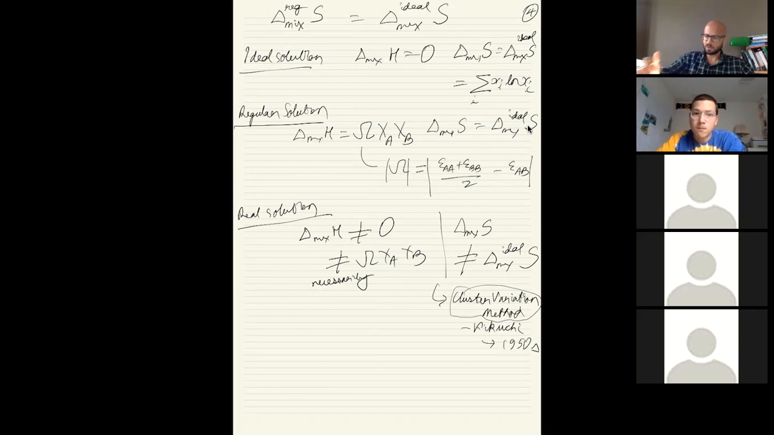So the difference between regular and real solutions, once again, is that regular solutions assume the entropy comes from ideal solutions. Real solutions do not assume that. Real solutions say the entropy is going to be whatever. There are complicated ways to calculate it rigorously, but these are extremely complicated. You can Google this name and look up his papers from the 1950s. I forget the name of the journal, I can send you the reference and you will see how complicated it is.